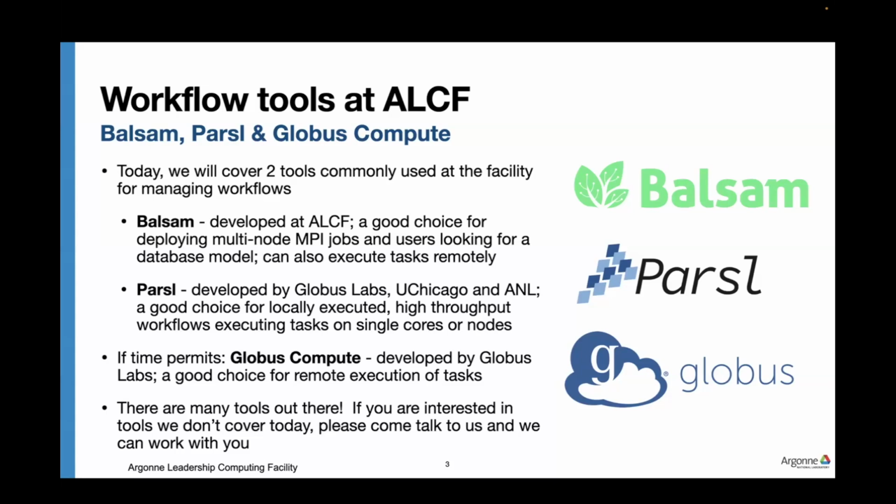I'm going to do some demos like this. I'm going to hopefully show you some code and log onto Polaris and show you how you can use some of these things. So I'll cover 2 tools in depth, one called Balsam, a tool that's been developed here at ALCF in the data science group. This is a particularly good tool for deploying large ensembles of multi-node MPI jobs. We have a lot of users doing molecular dynamics runs, where they need to simulate a bunch of compounds with VASP or LAMMPS or something like that.